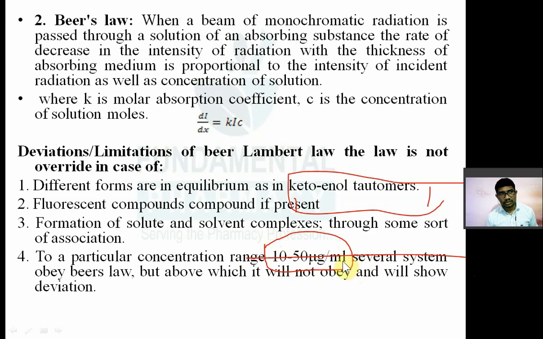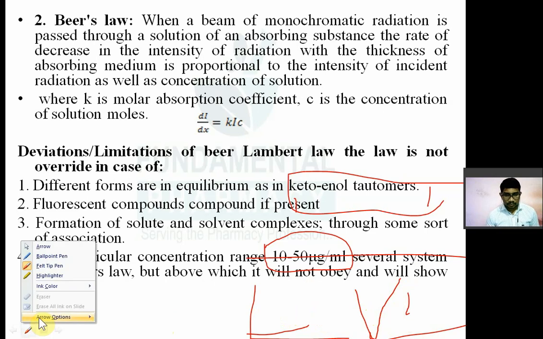I explained all this yesterday. If you plot a graph of absorbance versus concentration, and there is a straight line, that means Beer's law is obeyed. If it is not a straight line, that means Beer's law is not obeyed. So Beer's law is applicable only in a particular concentration range, that is 10 to 20 microgram per ml.